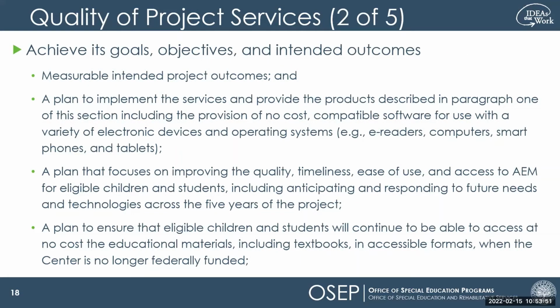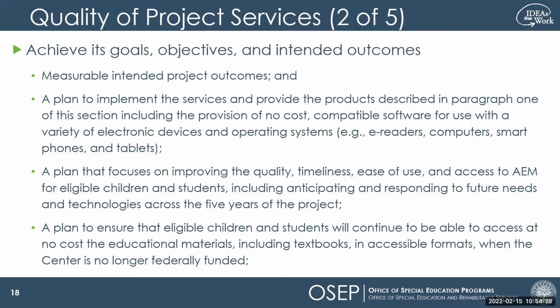The quality of the project services narrative should also address how the applicant will, 3, achieve its goals, objectives, and intended outcomes. To meet this requirement, the applicant must provide 1, measurable intended project outcomes, 2, a plan to implement the services and provide the products described in paragraph 1 of this section, including the provision of no-cost, compatible software for use with a variety of electronic devices and operating systems, for example, e-readers, computers, smartphones, and tablets.